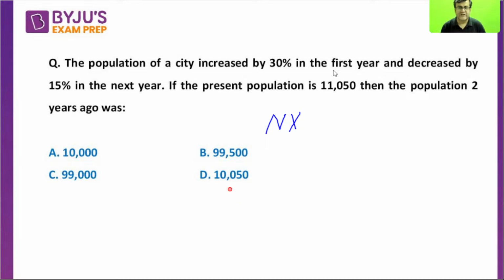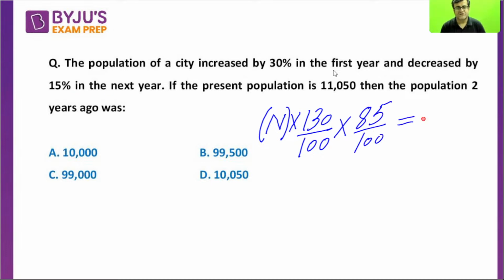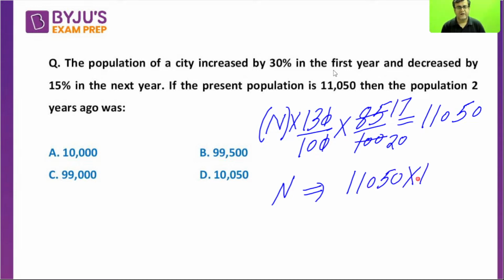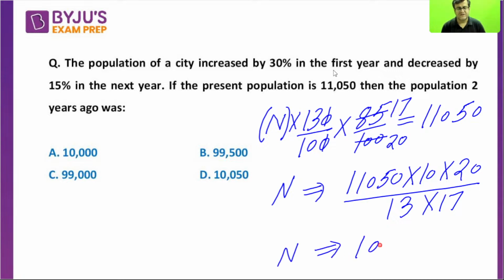Yes, we can do this by using successive method as well. Let population is n. Population increased by 30% means it will become 130%. Population decreased by 15% means it will become 85%. Finally, the population becomes 11,050. Is this point clear? So value of n will be equal to how much? 11,050 into 10 into 20 by 13 by 17. If you solve, you will get 10,000 is the right answer.